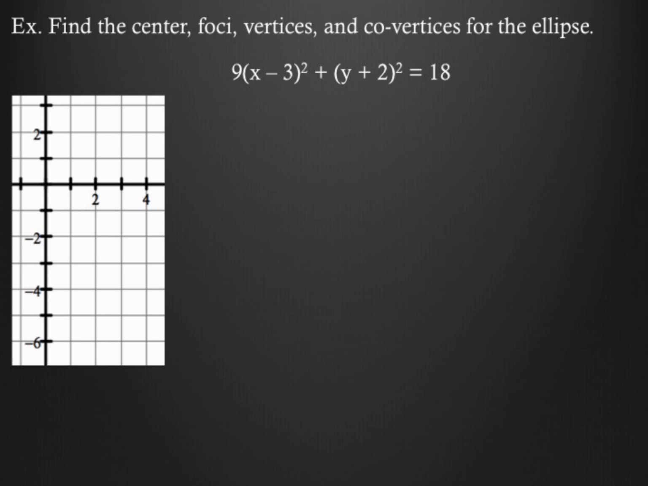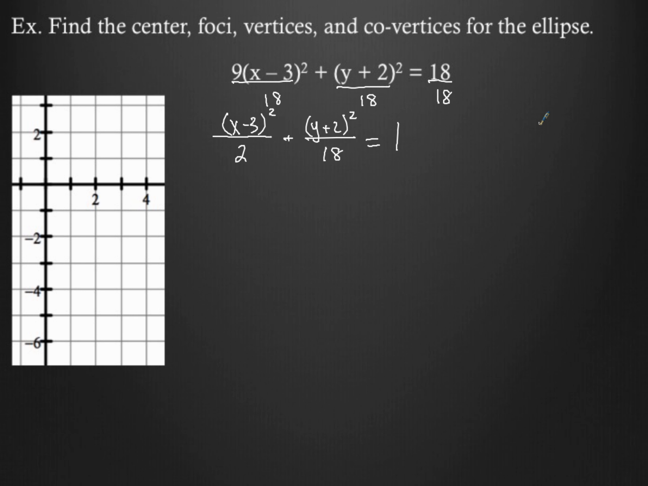Now, if I take a look at my equation here, it's not set equal to 1. So that's the first thing that I have to do. So I'm going to divide everything by 18. And then that will help me get things started. So 9 over 18, that's going to reduce to 1/2. So I'm going to have x minus 3, that whole quantity squared, over 2 plus y plus 2 squared over 18 equals 1. So this will give me my standard form for my ellipse.